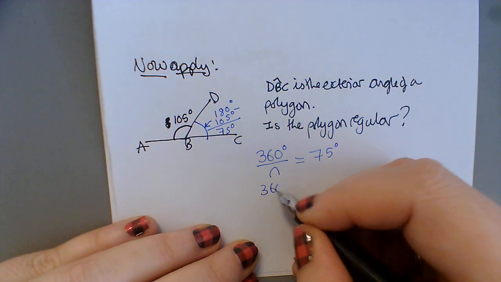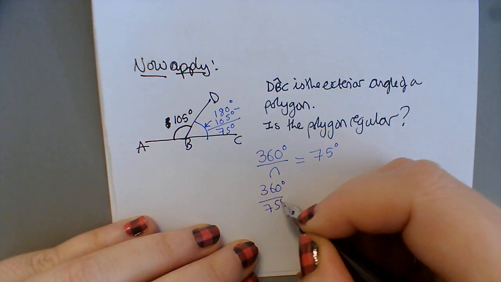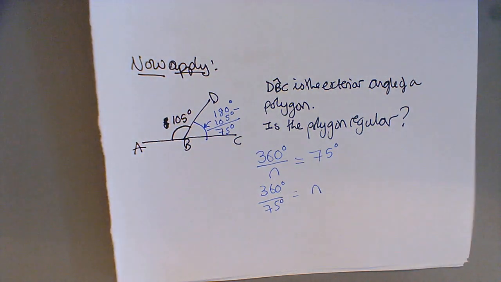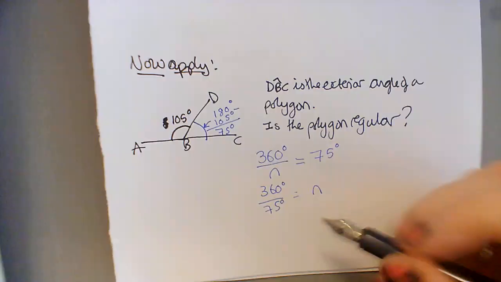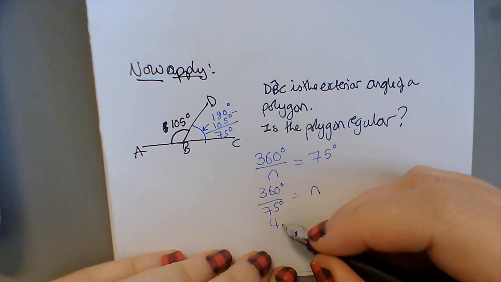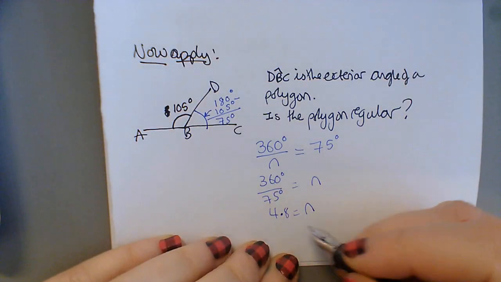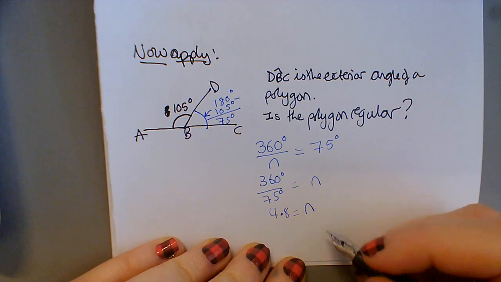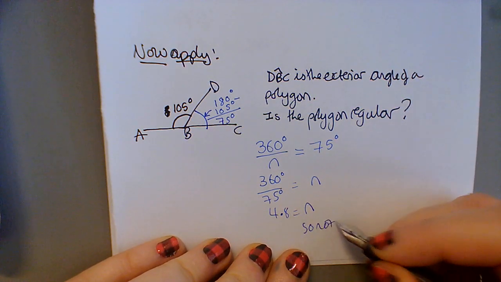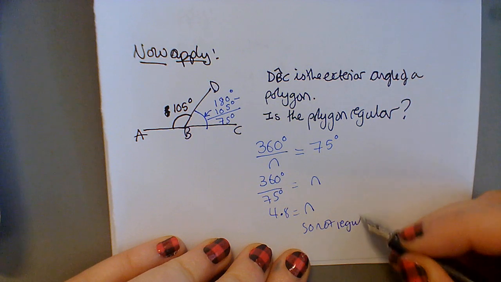So to work out how many sides it should have, we'll do 360 divided by 75 to get n, which is the number of sides, and then we'll see if it's regular. This can turn up on a calculator or a non-calculator paper. And I get, if you just have a little look there, 4.8. That's not an amount of sides. You can't have a 4.8 sided shape. So not regular.